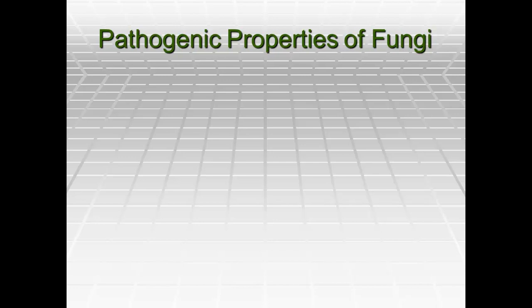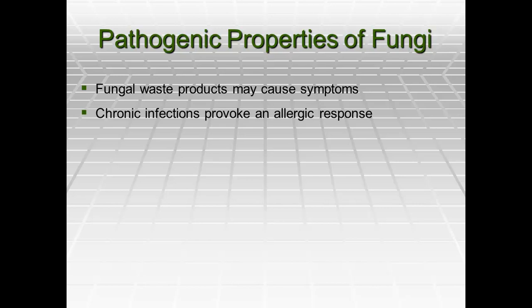Pathogenic properties of fungi. Fungal waste products may cause symptoms. So waste products may be toxic to human hosts. Chronic infections provoke an allergic response. An example of this would be chronic fungal infections in which we have mold growing in our homes. Proteases. Proteases are enzymes that modify the host cell membranes to allow attachment of the fungi, and we see this with Candida. Aflatoxin is found in peanut butter and is normally found grown on grains or other plants, and Aspergillus produces this.